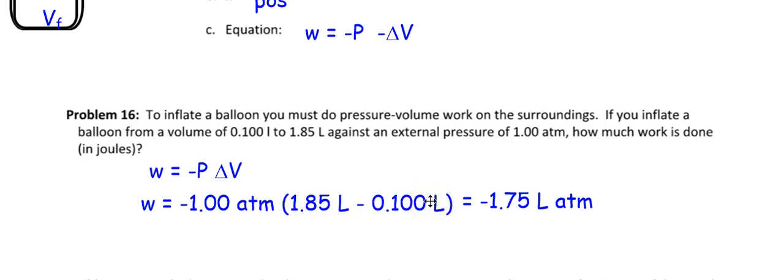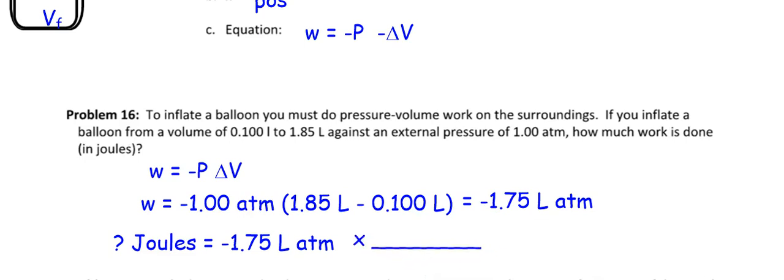Is that what they're asking you for? No, they want it in joules. All right, so how many joules is negative 1.75 liter atmospheres? Well, what unit goes on the bottom? 1 liter atmosphere. What goes on top? 101.3 joules. Where did I get those numbers from? From the beginning of this part of 6.4, on the prior page. And then when you do your math, you get negative 177 joules.